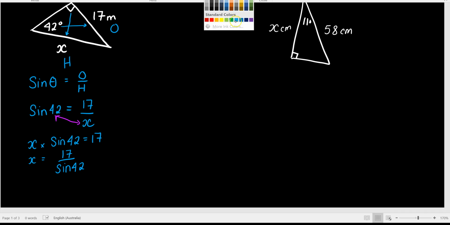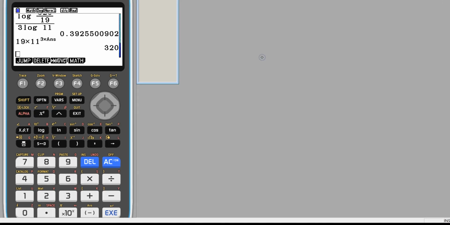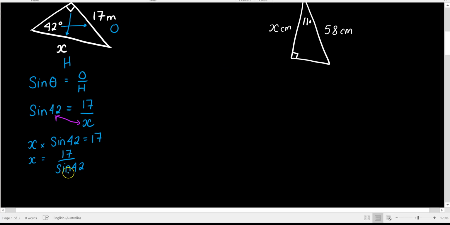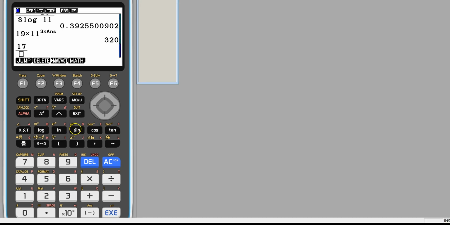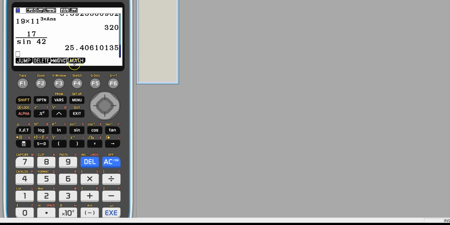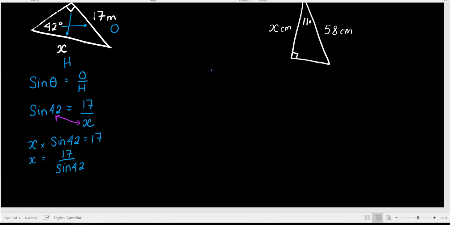Alright, now it's a simple matter of going to your calculator. You make sure it's in degrees, and we're just going to say 17 over, let's check again, what did it say to do? 17 divided by sine 42. So 17 divided by, here's our sine button, 42 equals, so 25.4.